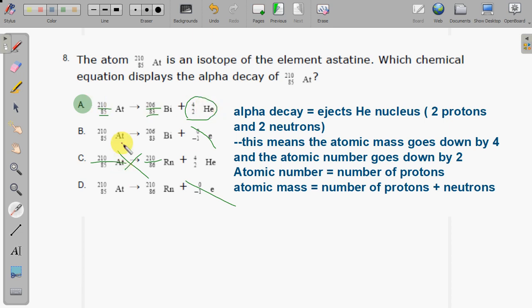If we look at the other choices, atomic mass went down by 4, and atomic number went down by 2, but it ejected an electron, not a helium nucleus. So that's not the answer. Here, the mass stayed the same, so that's not the answer. Again, mass stayed the same. That's not the answer. So A has to be the correct answer.